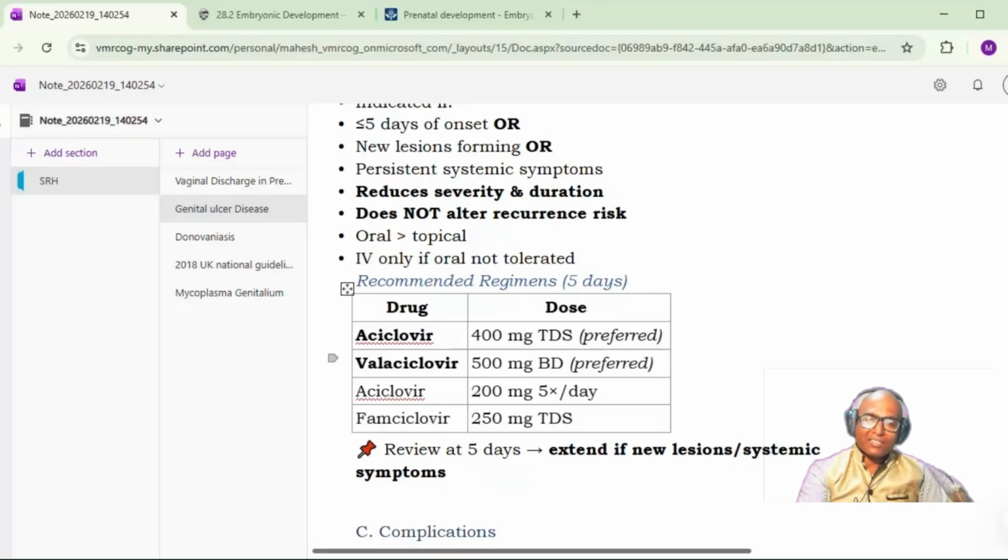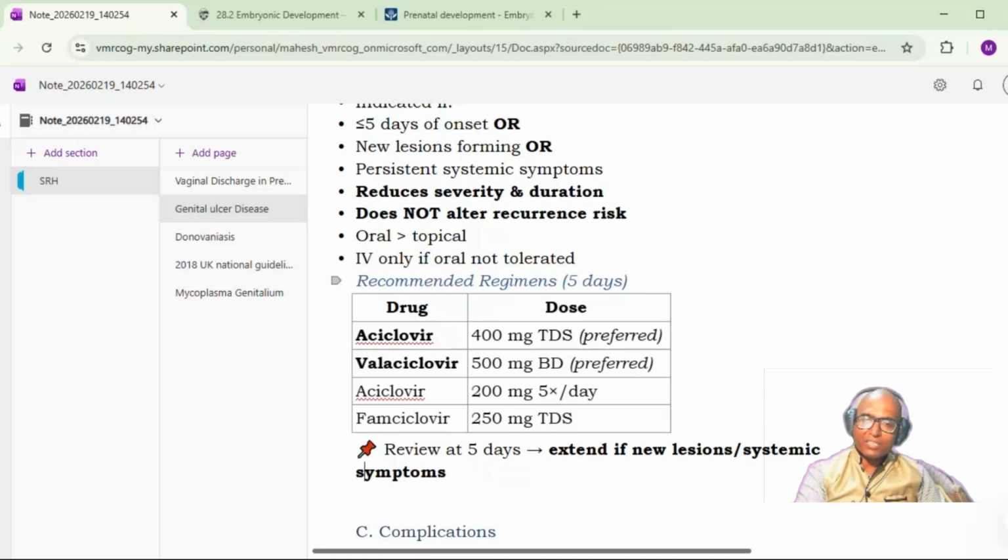If we go for valacyclovir, it is 500 BD for 5 days. If it is acyclovir, but you are giving low dose, then give 5 times, but give for 5 days. And famciclovir 250 milligram TDS for 5 days. So remember here by duration. If you get this particular question as an EMQ, so initial treatment in a non-HIV positive population is a standard 5-day treatment. So select the option with 5 days.